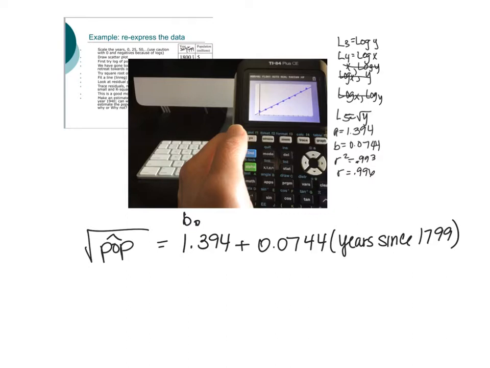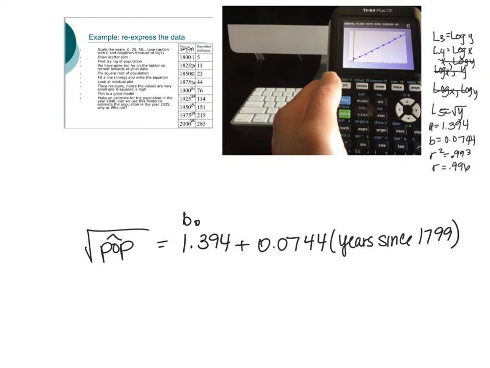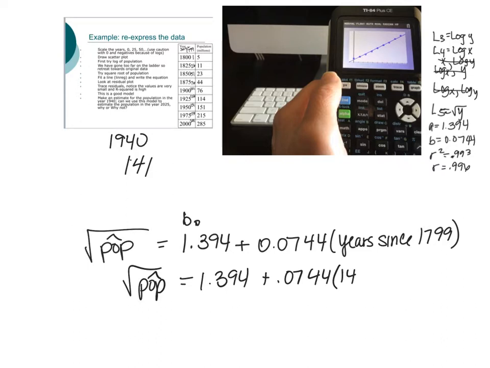And now, the next thing is, what if we wanted to make an estimate of the population in the year 1940. So can we use this model? Well, yeah, 1940 is in the scope of our data. It's within what we have here, so we can use that, but 1940 we would put in as 141 years since 1799. So we'd put that in. The square root of the population hat equals 1.394 plus 0.0744 times 141.